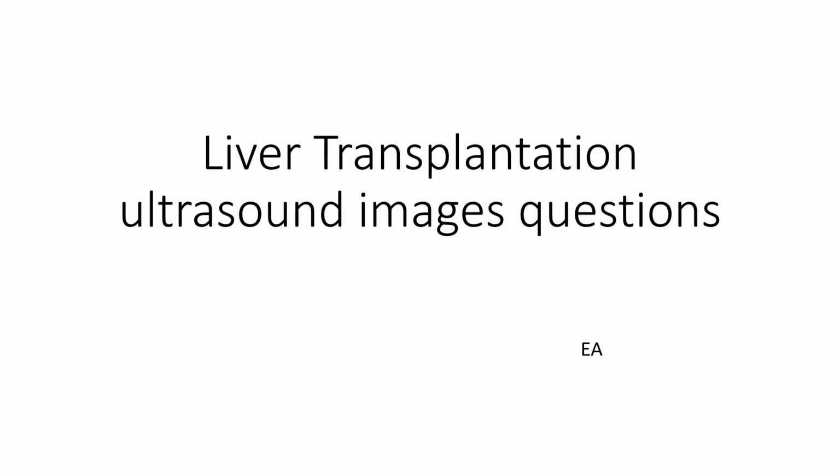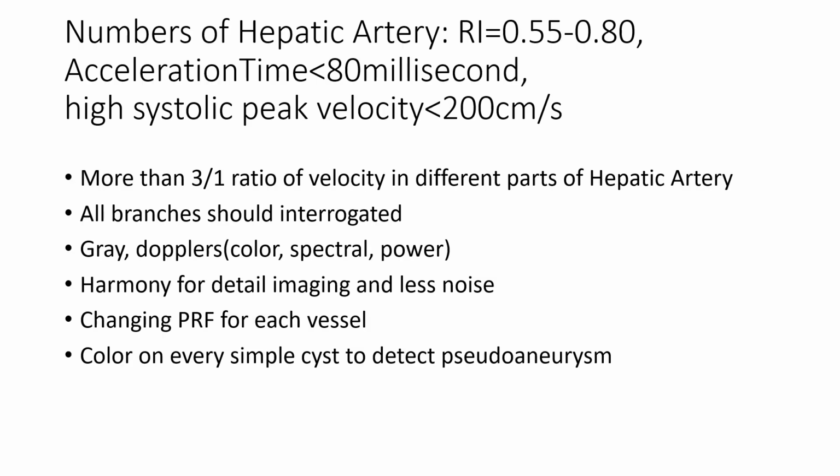Today, we are talking about liver transplantation and images through ultrasound, and because it is not easy through questions. We have some numbers of the hepatic artery. Very important: resistance index should be between 0.55 and 0.80. Acceleration time less than 80 milliseconds or 0.08 seconds. Peak systolic velocity should be less than 200 centimeters per second.